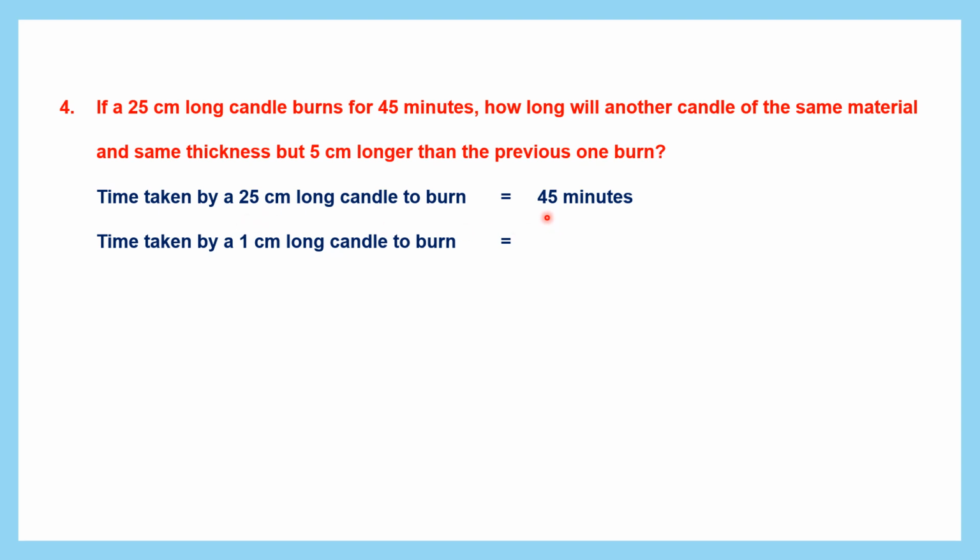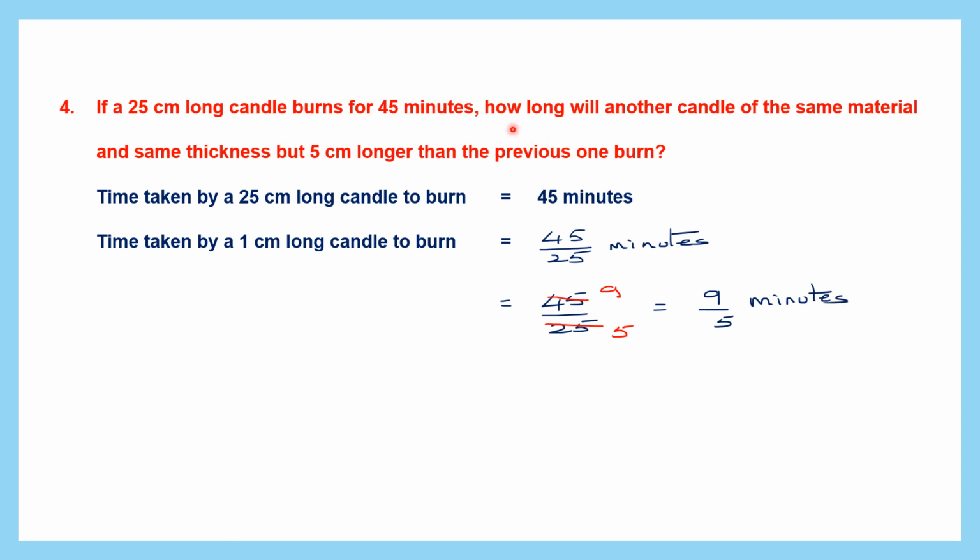Less time means we divide 45 by 25. So that will be 45 by 25 minutes. This is the time taken. Here we can keep it as it is, or we can reduce it to the lowest term and get a simple fraction ready. So let's reduce this. Both are divisible by 5. 5 nines are 45, 5 fives are 25. So now we have 9 by 5 minutes. This is the time taken by a candle that is 1 centimeter long.